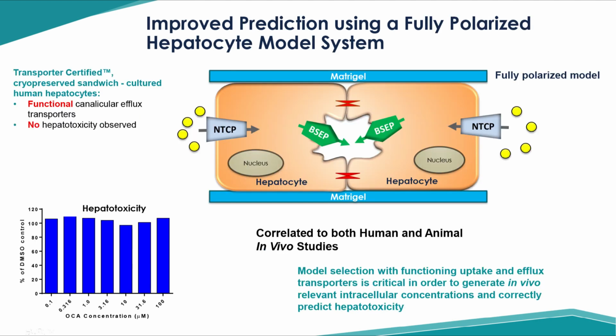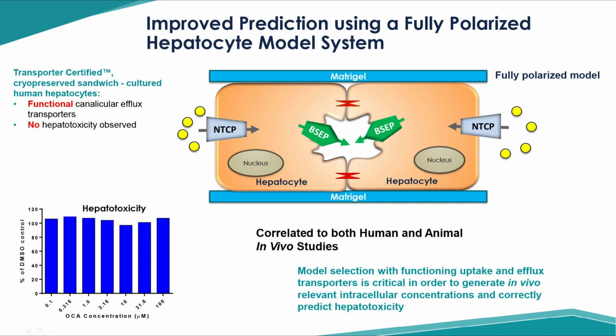And we got involved at that time in doing some work for a backup compound of theirs, and so they asked us to repeat some of the work with obeticholic acid. And we used our transporter certified hepatocytes and put those in a polarized model that had functional canalicular efflux. And so their compound was taken up and able to be effluxed into the bile by BSEP, which was a transporter that obeticholic acid required.